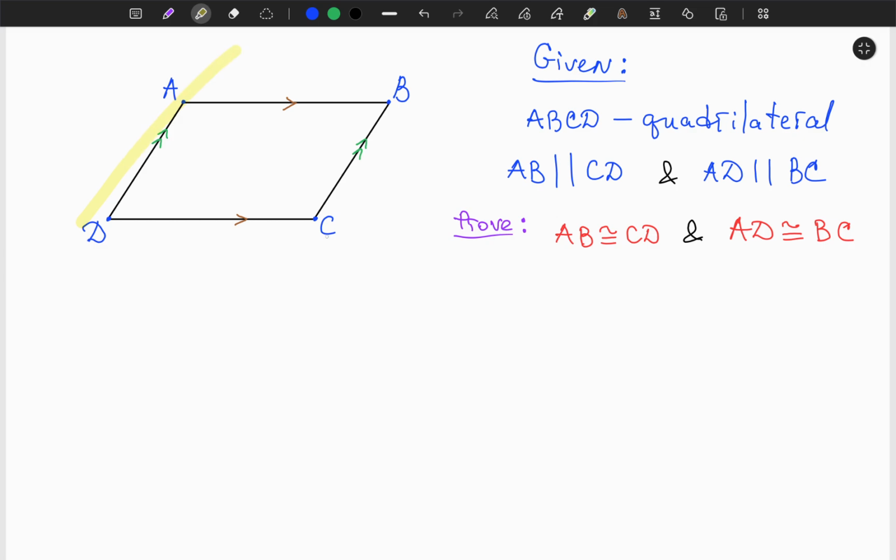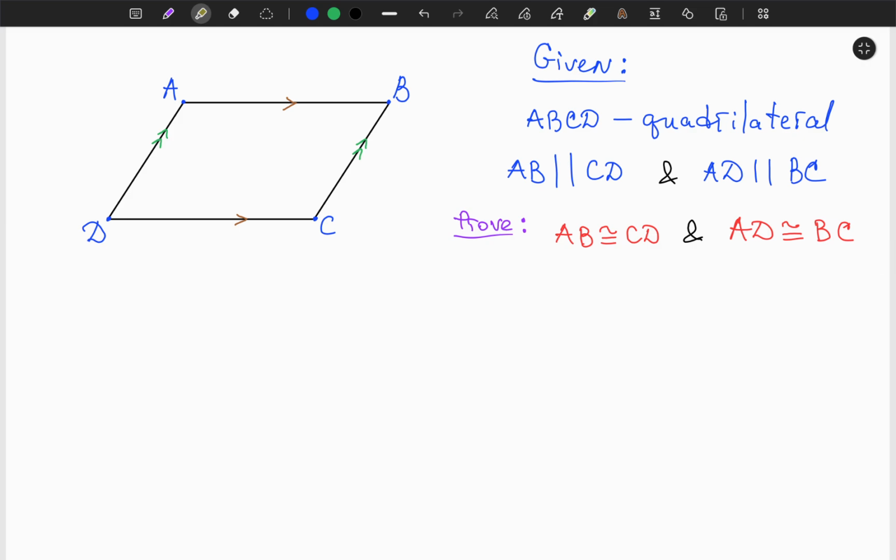All right, and AD is parallel to BC. Okay, so these two things are given. Need to prove that AB is congruent to CD and AD is congruent to BC. Nothing said that this quadrilateral is a parallelogram.